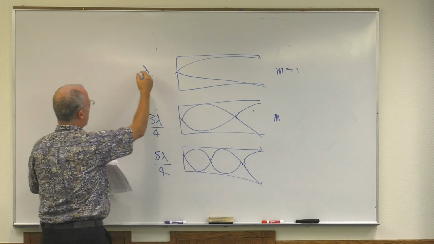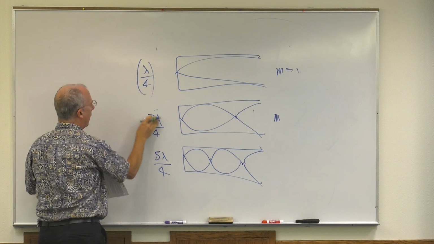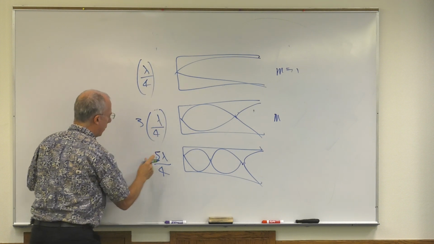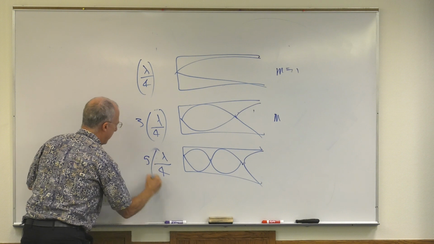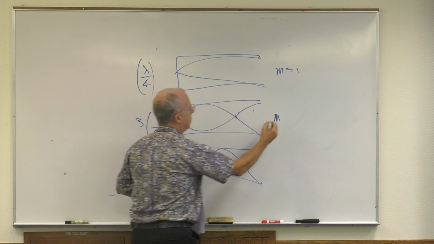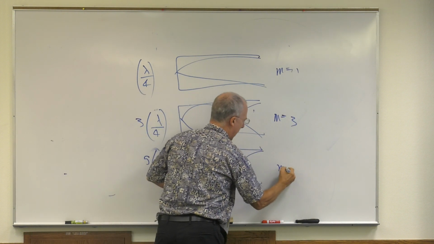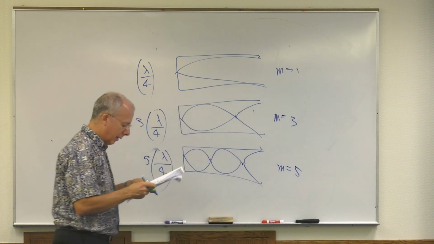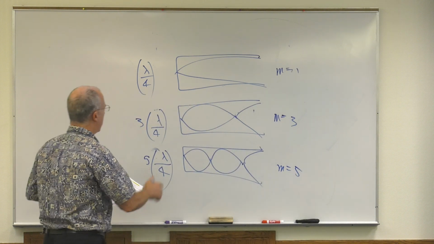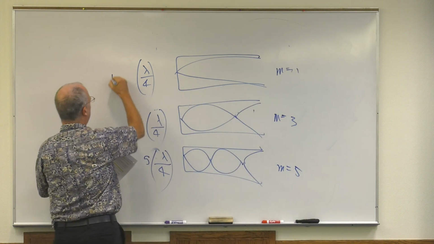All right, so this is lambda over 4. This is 3 lambda over 4. This is 5 lambda over 4. So this is m equals 1, m equals 3, m equals 5. Okay, that's it. So this is the length. This is the length of the column, right?